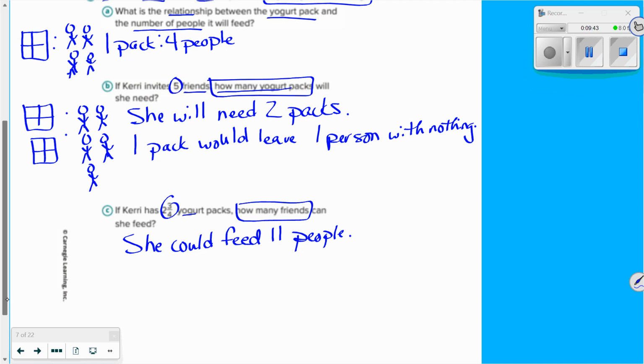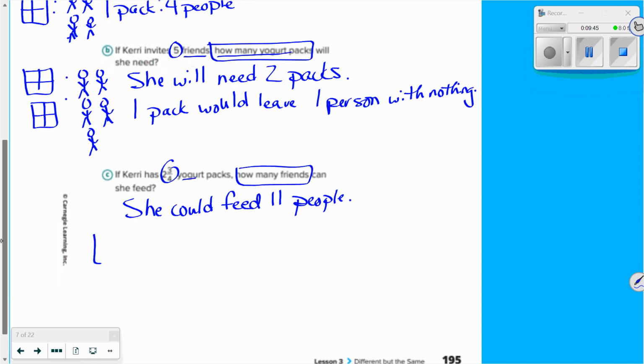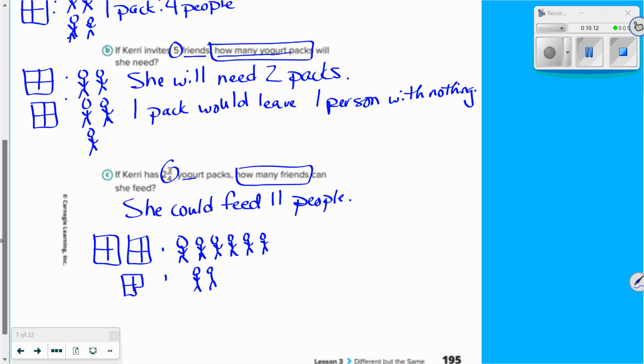Okay, what about our model? Our model should look something like this. I have 2 and 3/4 packs and 11 people. I draw a person and then put out the yogurts. That is the model. 6, 7, 8, 9.